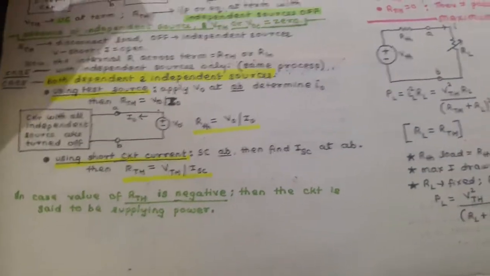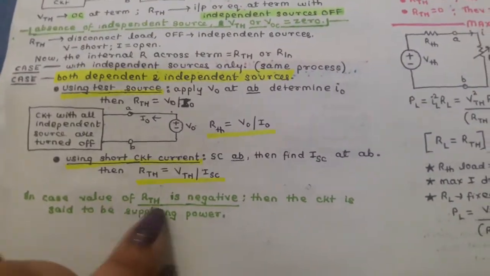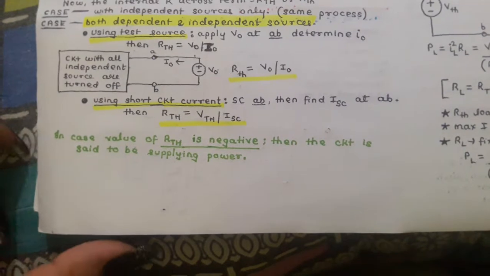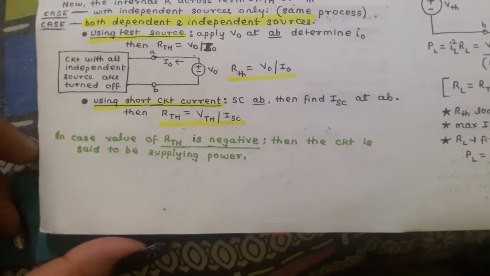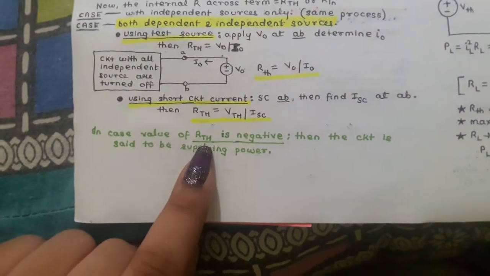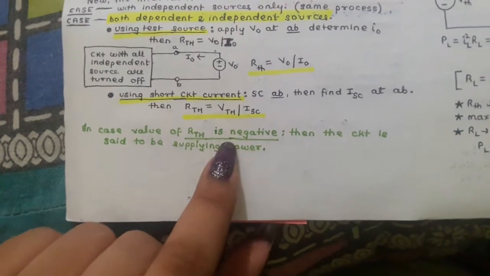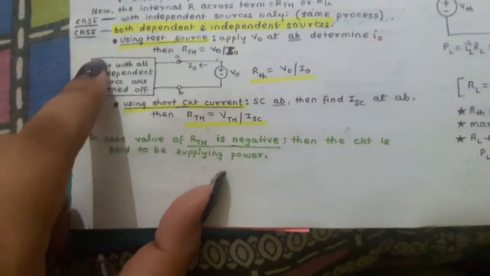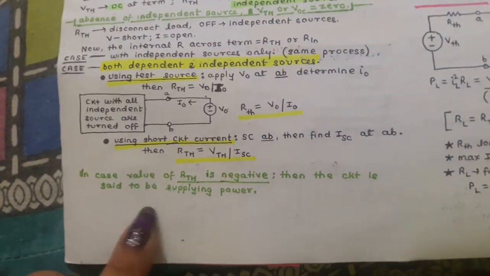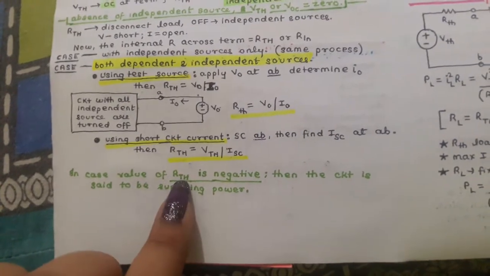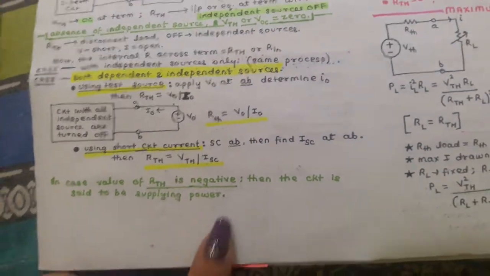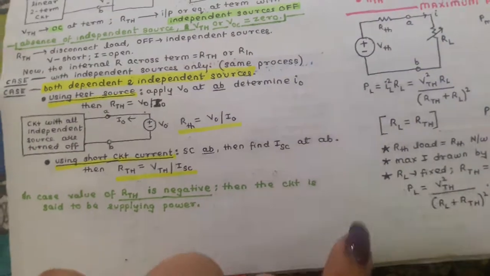Now an important thing to remember is, in case the value of RTH is negative, then the circuit is said to be supplying power. Mostly it doesn't happen that you get a negative value of RTH, but it may happen. Students get worried a lot that they are receiving a negative value of RTH. It is nothing to worry about. The negative sign simply means that the circuit itself is delivering power. It is not absorbing it, it is rather delivering it. So when you write the main answer, you write the simple value of RTH. Suppose you are getting RTH as minus 7 ohm. You write down RTH equals 7 ohm, and in brackets you write the circuit is delivering power.